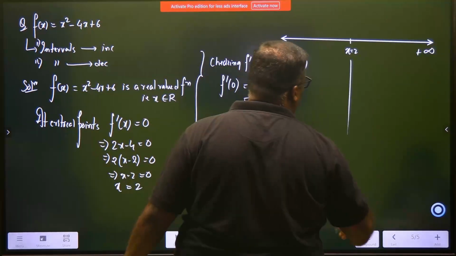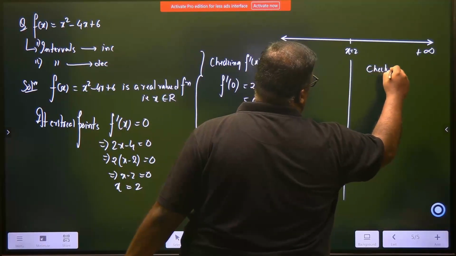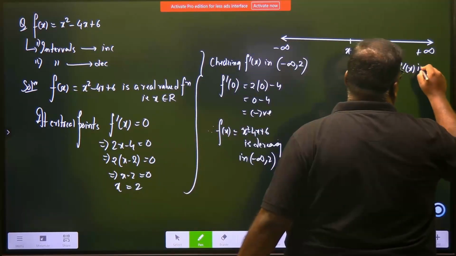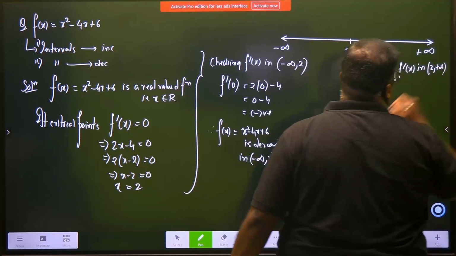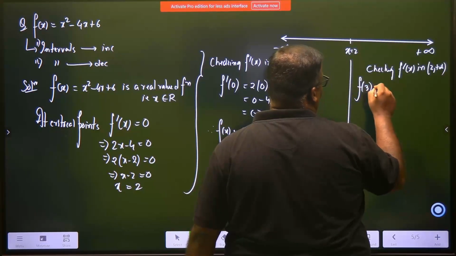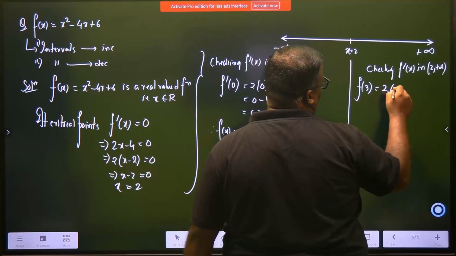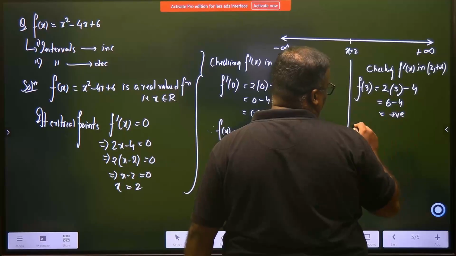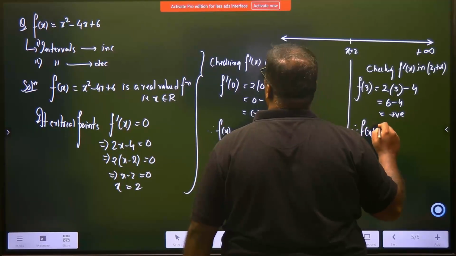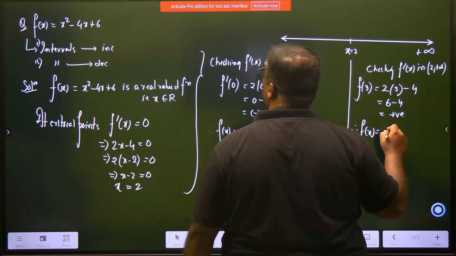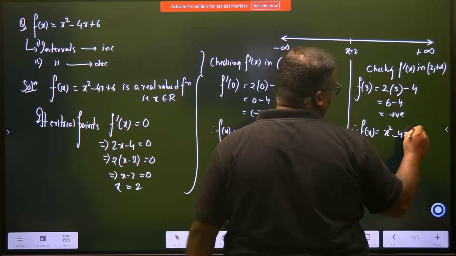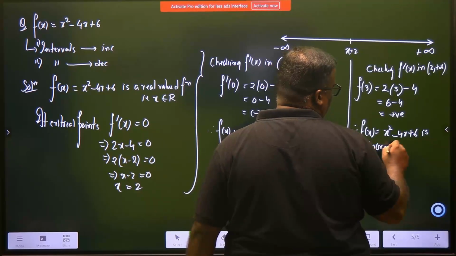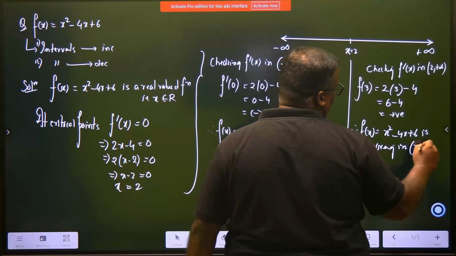Now you check on this side, checking f dash x in 2 to positive infinity. So what number should we take? Let's take f dash of 3. F dash of 3 means 2 into 3 minus 4, which is 6 minus 4, which is positive. Therefore, f(x) equal to x square minus 4x plus 6 is increasing in 2 to positive infinity.